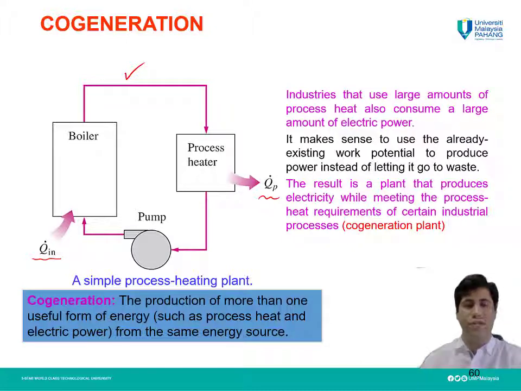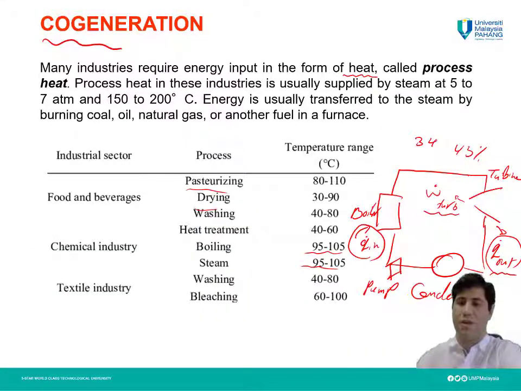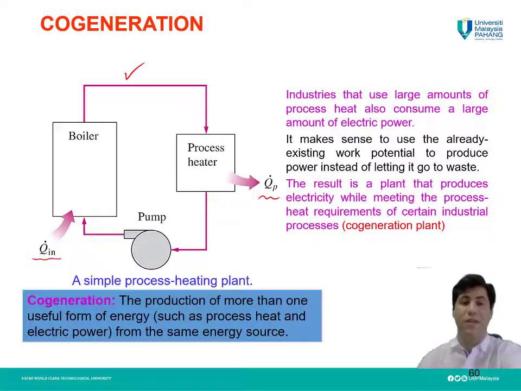So cogeneration is the production of more than one useful form of energy, such as process heat and electric power, from the same energy source. Like what we can have here, we can produce electricity by turbine, and also we can use its thermal energy, or Q dot out, in the process heater.